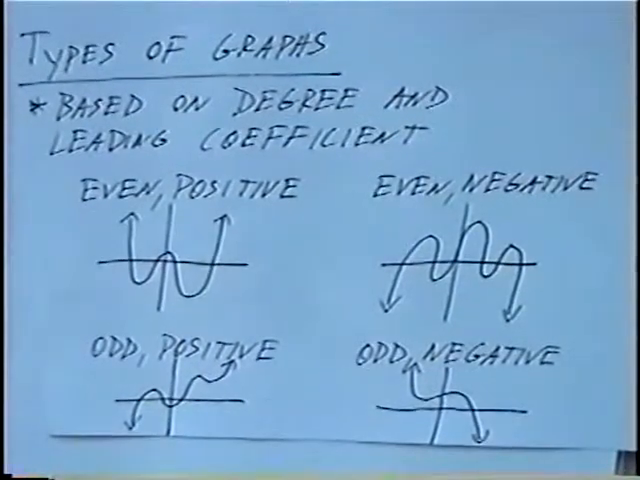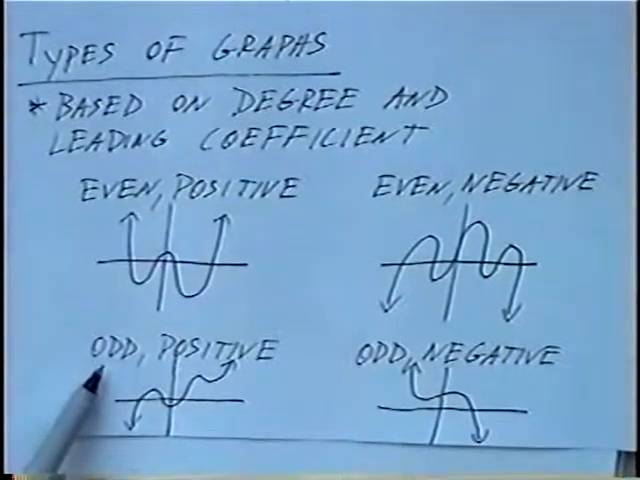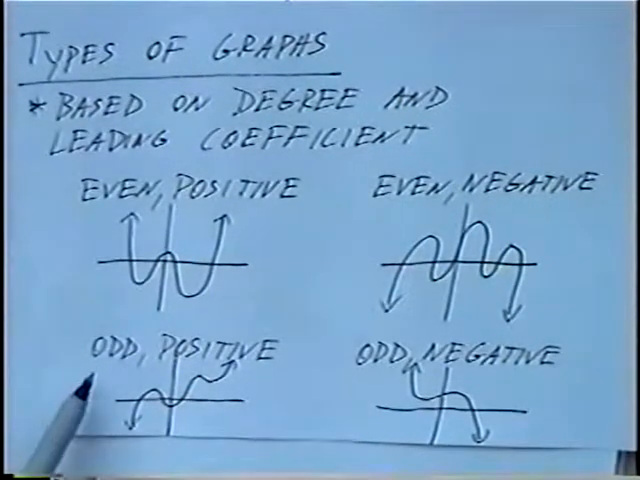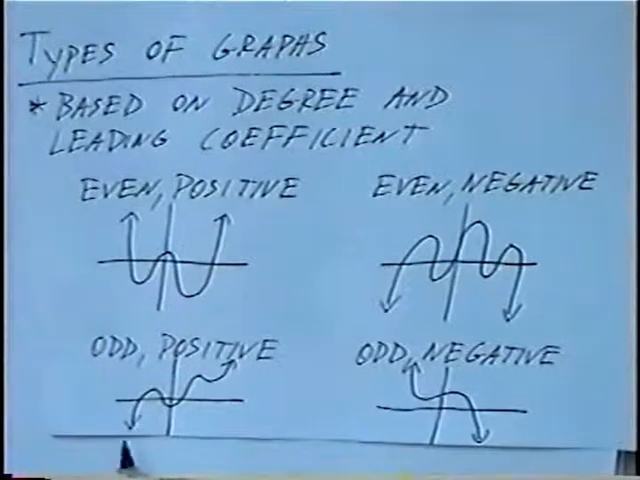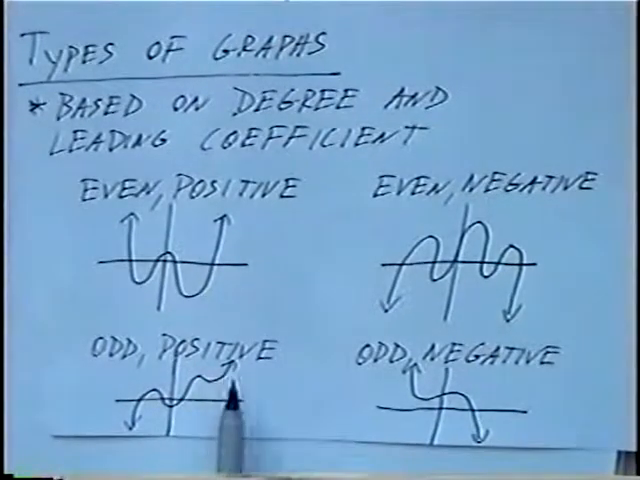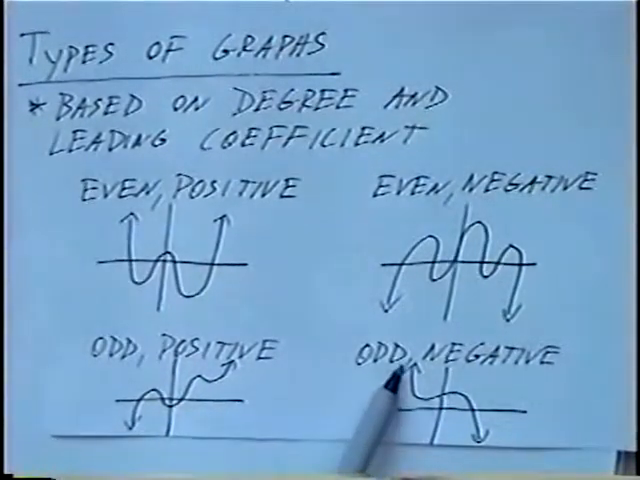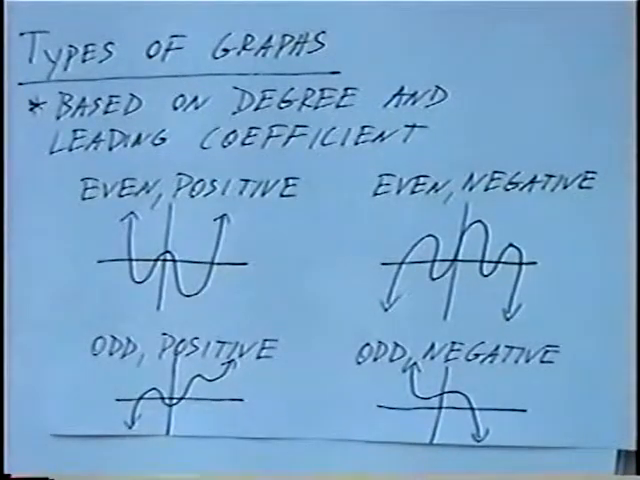And likewise for an odd function. Odd, again, means an odd degree, like 3, 5, 7, or 9. If it's an odd function, it either starts at the bottom left and goes to the top right, or it starts at the top left and goes to the bottom right.